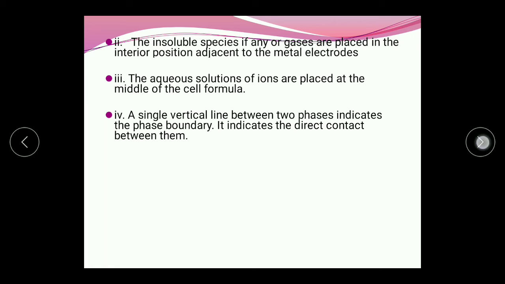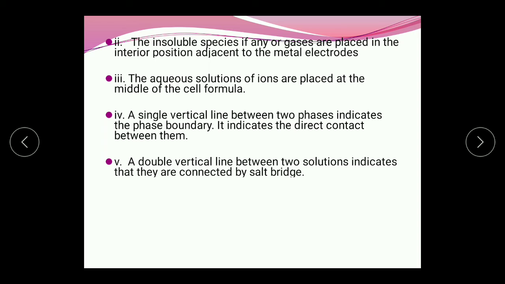Understood? Now, the next point. A double vertical line between two solutions indicates that they are connected by a salt bridge. That means, suppose for the left side we have taken zinc ions. So we will write Zn, vertical line, Zn plus 2. Then we will write a double line, or double vertical line, parallel lines. That double line indicates the separation between anode and cathode. Because at the cathode, suppose we have taken copper ions, Cu plus 2 dipped in Cu.